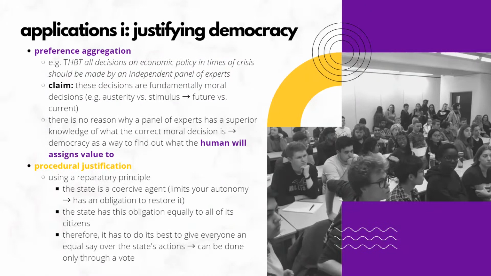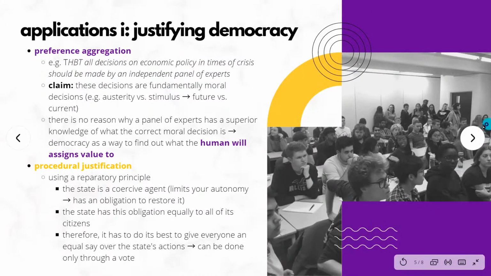I can point out that the state has this obligation equally to all its citizens. And what this means is that in order to restore the autonomy, the state has to do the best option to give everyone an equal say over its action. This can be done through vote, because we have one man, one vote, meaning that everyone gets to express their preferences and is able to exercise autonomy in how the state is going to behave, given that the state has previously taken the autonomy from you.